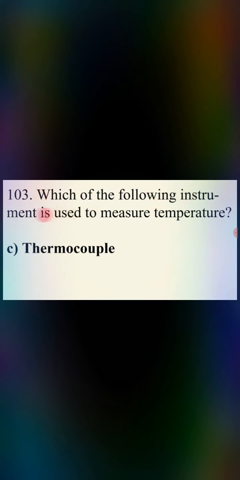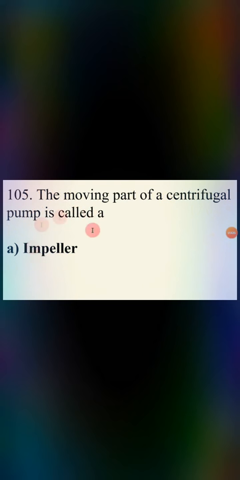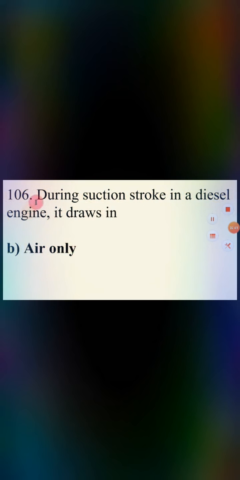Which of the following instruments is used to measure temperature? For measuring temperature, we use a thermocouple. Which instrument is used for measuring speed, velocity? Anemometer. The moving part of a centrifugal pump is called the impeller.